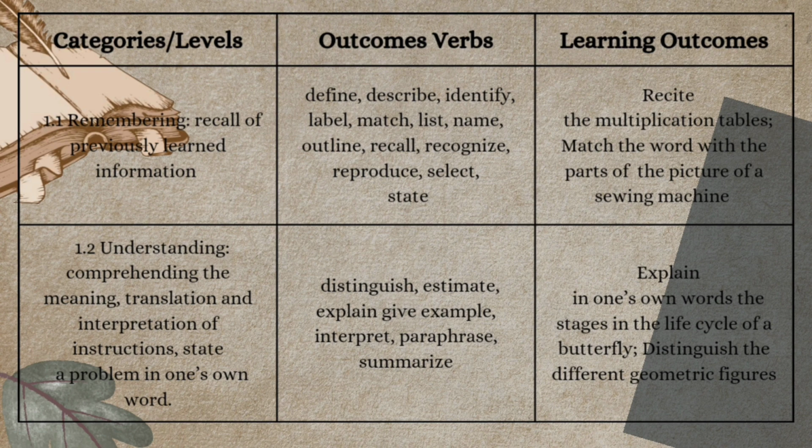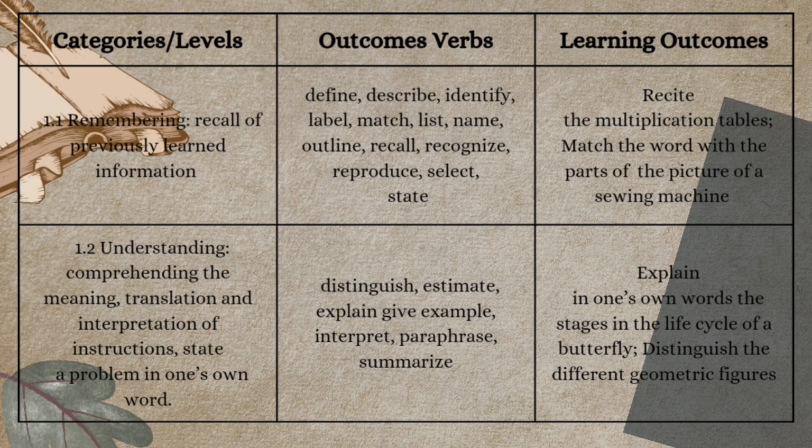Usually, the verbs that we use in our objectives will be define, describe, identify, label, match, list, name, outline, recall, recognize, reproduce, select, or state. Now, the learning outcome should be like, for example, recite the multiplication tables, or match the word with the parts of the picture of a sewing machine.